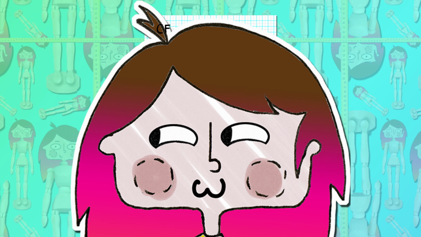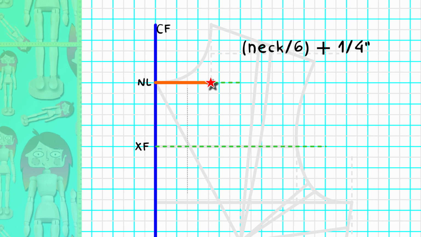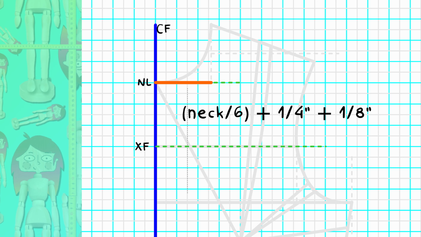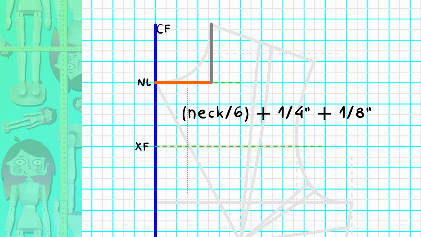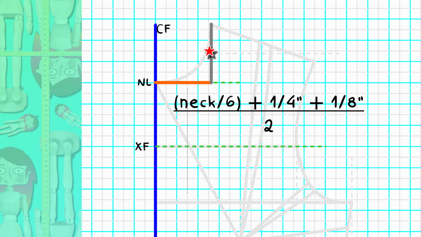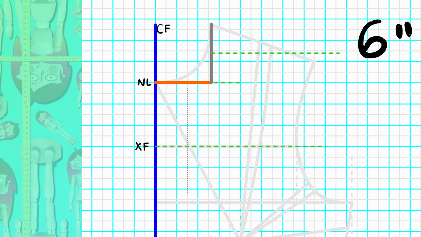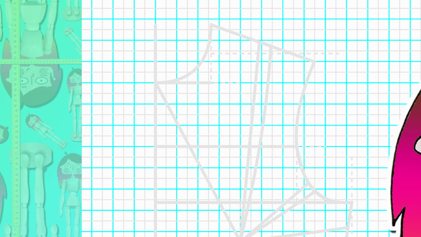Let's focus on the shoulder and neckline for now. On your neck guideline, mark your true calculated measurement. At the end of that, square one line upwards, adding 1/8 of an inch to that measurement. Find the middle of that line and mark that point. From there, square a perpendicular line of 6 inches. Now things get a little tricky.